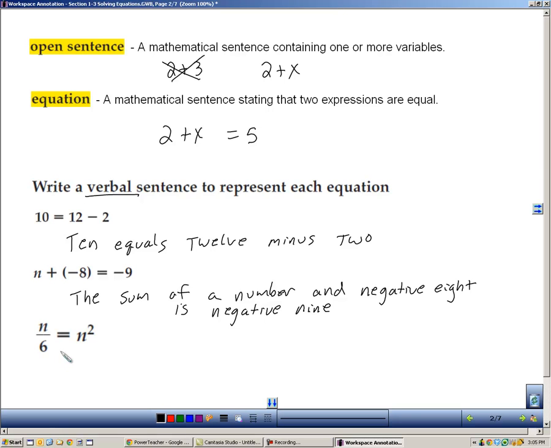And in this one, we could use quotient of n and 6, but I'm just going to say n divided by 6, or actually better, I'm going to say a number divided by 6 is equal to the number squared, or you could say to the second power.